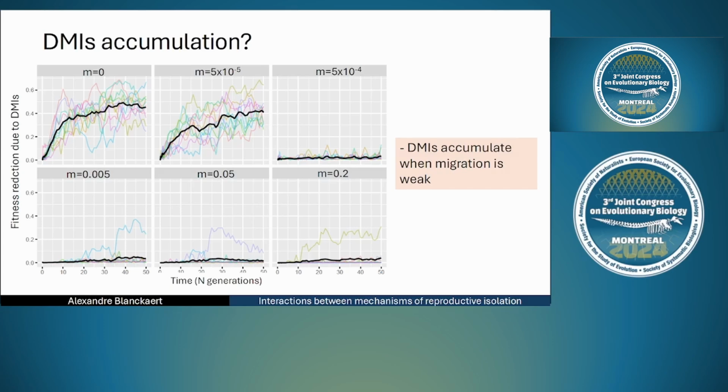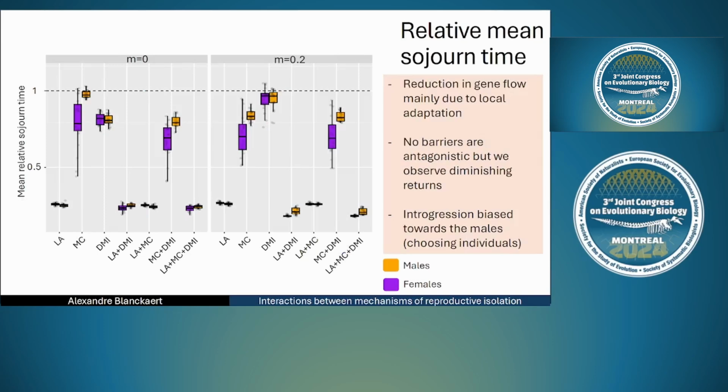Now it's kind of the opposite pattern. Again, you have seen the plot for m equals 0.2 before, and as we reduce migration, we can see that only when migration is null or really, really weak can we have DMI accumulation. I'm not showing local adaptation because we have seen it works for 0.2, so obviously it works for anything below. For the sojourn time, I'm simplifying it, and only comparing m equals 0 to m equals 0.2 that we have seen before, and there is basically almost no difference. Now that DMIs can accumulate, for m equals 0 we can see it does reduce the sojourn time a tiny bit, but not that much, and most of the work is still done by local adaptation.